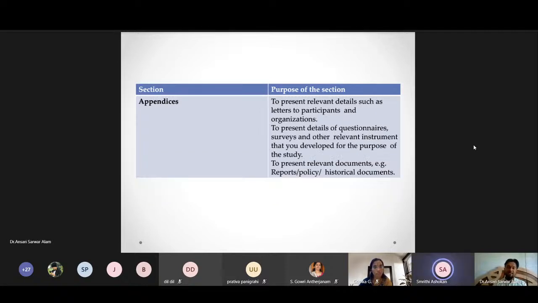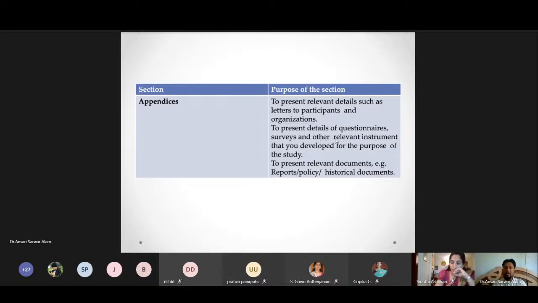The purpose of this section is to present relevant details such as letters to participants and organizations. Yes, when you are surveying a company or company employees, you are supposed to have these letters. This comes under moral ethics. At the time when you publish papers and you are titling, you will be mentioning the company name. The journals will be asking for these letters, whether you have taken permission from the organization or not, where you have conducted your survey.